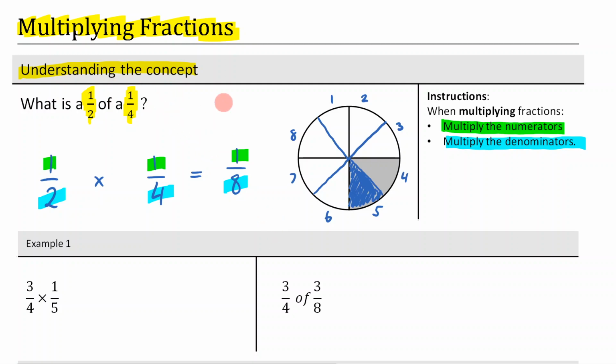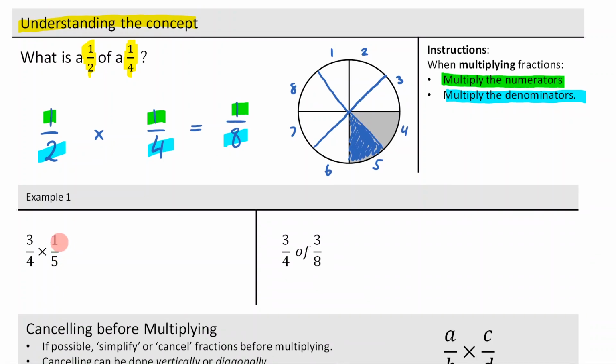So this is the concept. Let's go through some practice now. So here we have this question. Example 1, we have to solve this. What we're going to do is multiply the numerators, 3 times 1. We're going to multiply the denominators, 4 times 5, and that's going to leave me with 3 on 20. And that's going to be my first answer.